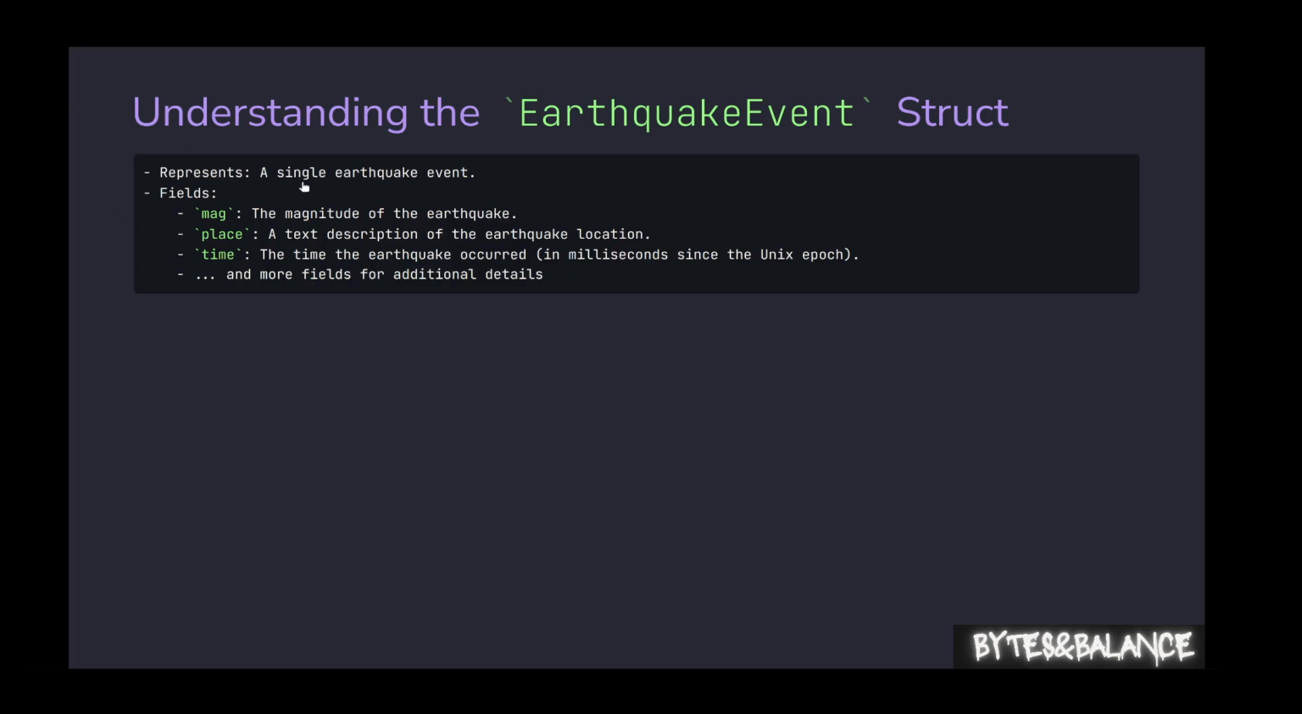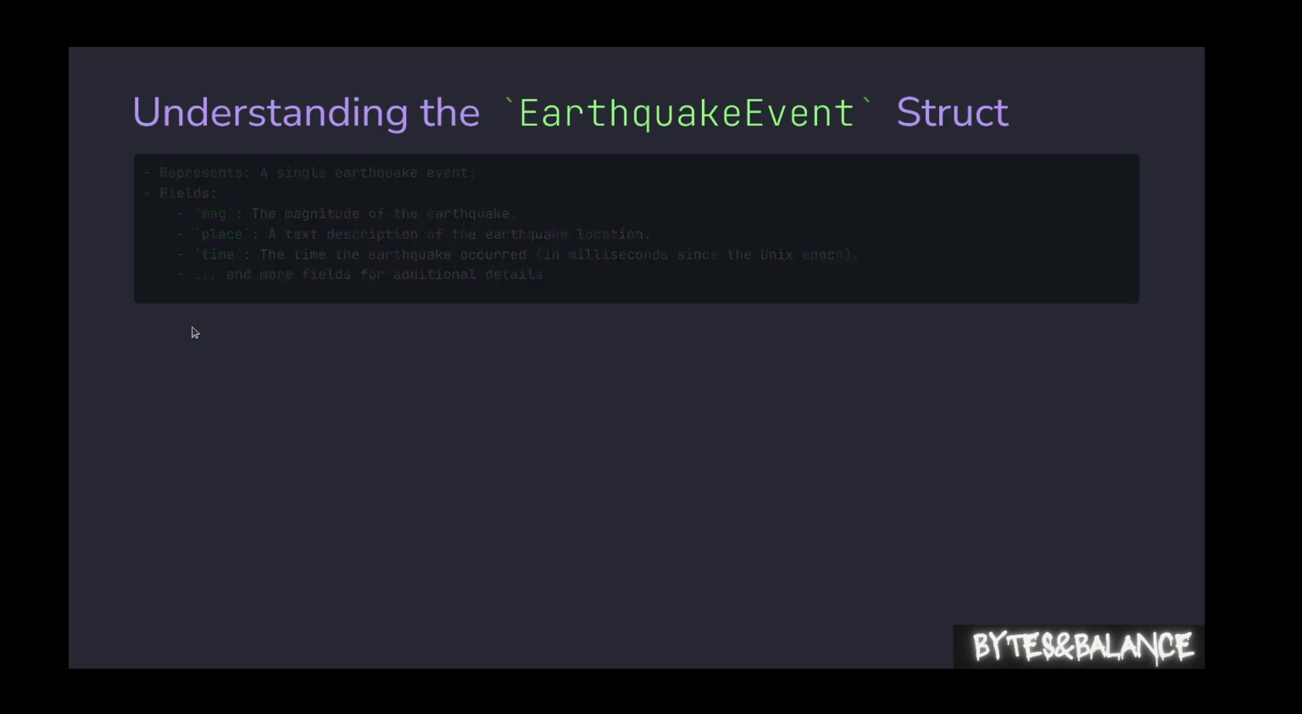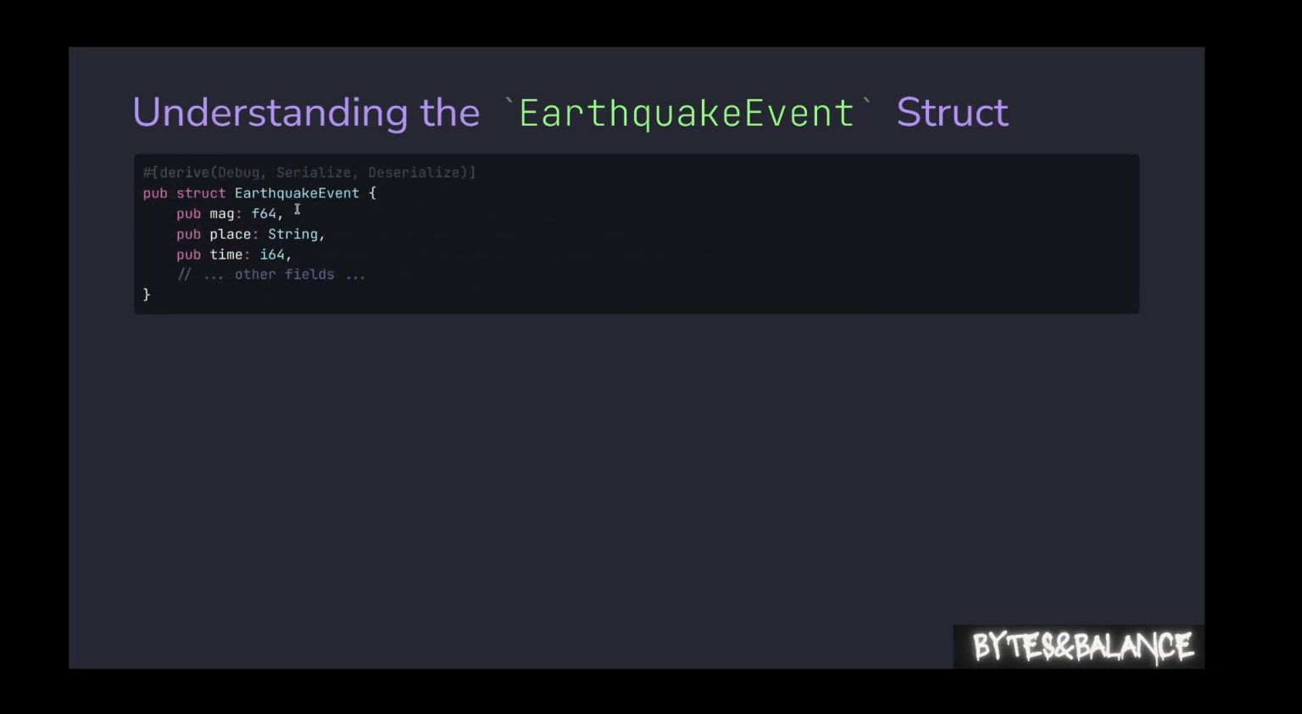The main struct is EarthquakeEvent. The EarthquakeEvent struct serves as our template for storing information about a single earthquake. It consists of various fields, each with a specific data type, to capture details like the earthquake's magnitude, location, time, and more. This is one example that you can see, and this is the way that you represent the struct.